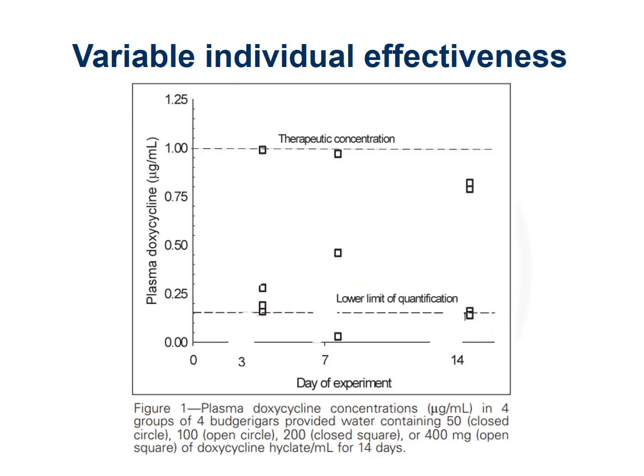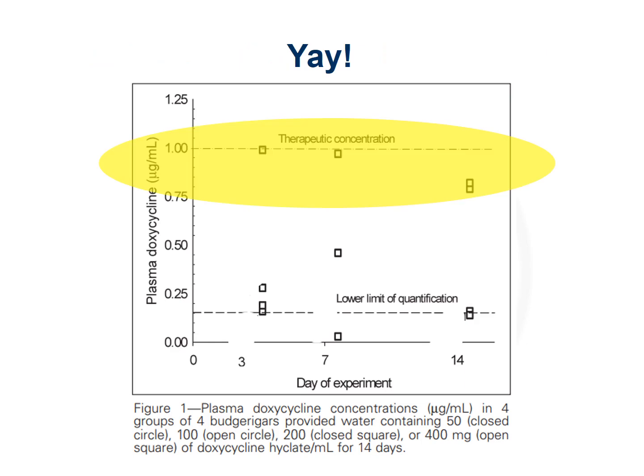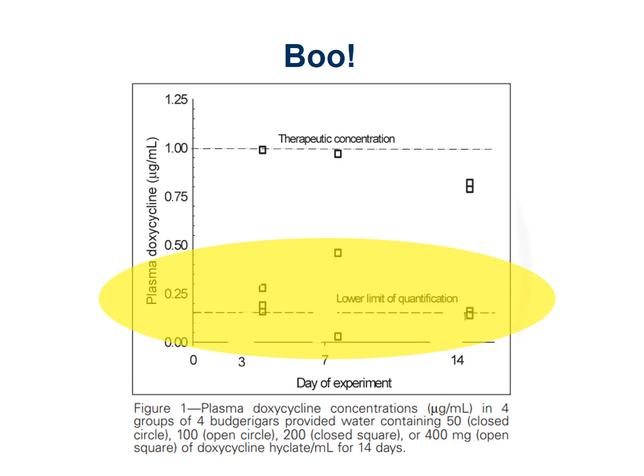And this is just showing you some of the tables from this particular paper, where they're giving their doxycycline, and basically what we've got here is the 400 milligrams per litre dosage rate over a fortnight, and you can see some birds, maybe half the birds, are hitting the right level, and the other half of the birds are not. There is a variable uptake or a variable water intake across the birds, meaning that this may or may not be effective on that occasion. So we're very pleased about that. We're not so pleased about this group.